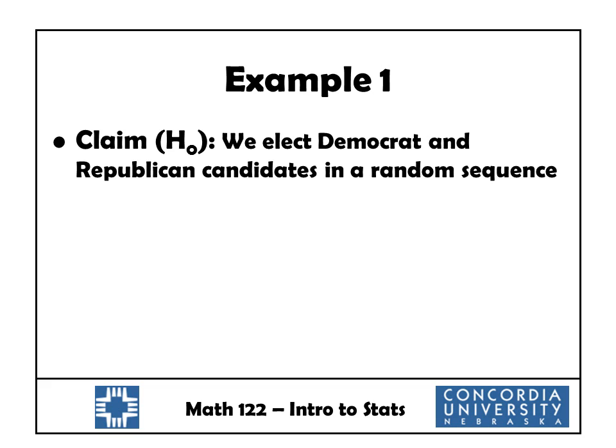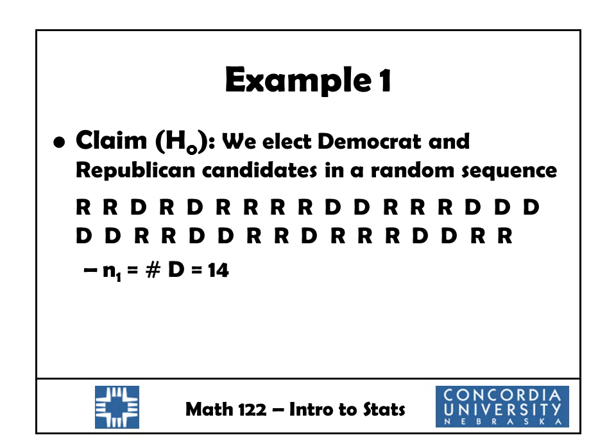So the claim and the null hypothesis in this type of test are always the same. It's that things are arranged randomly. Now the alternative hypothesis really isn't terribly important, so we don't even state it. It's simply the statement that they are not in a random sequence.